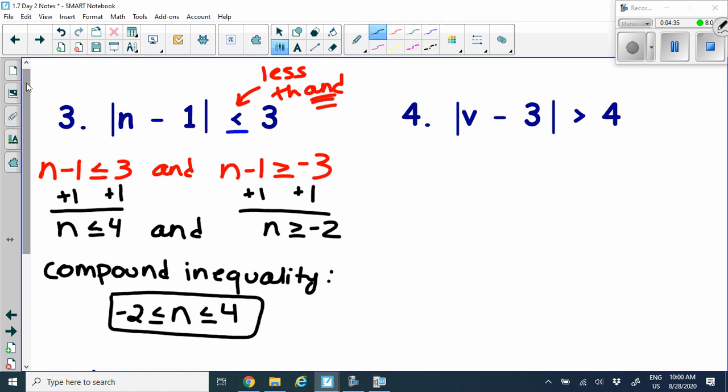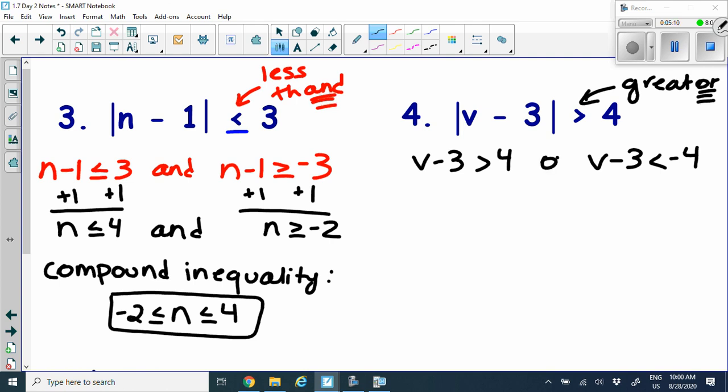So the next one, number 4, we have absolute value of v minus 3 is greater than 4. Step 1, write both of your inequalities. So v minus 3 is greater than 4. Then v minus 3, flip the inequality, negate the number on the other side, is less than negative 4. Remember, I took the absolute value bars off for these inequalities when I solve. Next, I need to decide, is this an or an and problem? This is a greater.